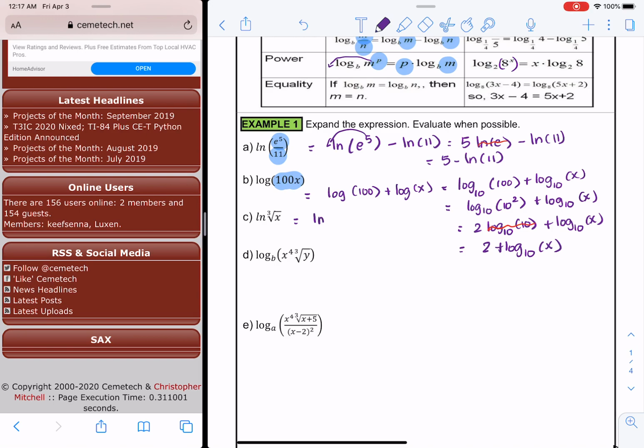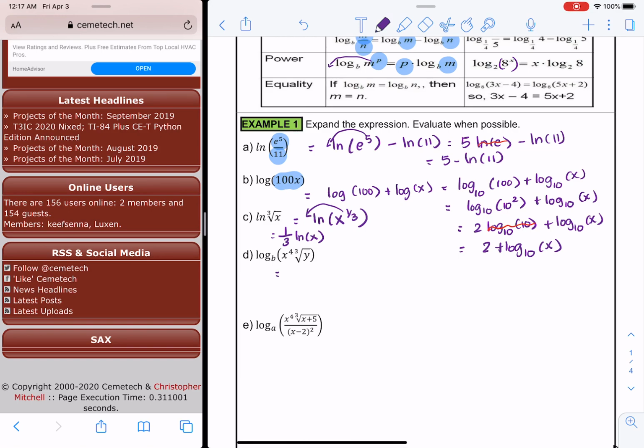Here we have ln of x raised to 1 over 3. There is a power. The power moves to the front, and we have 1 over 3 ln of x. There is nothing we could do beyond that point, so we would just leave it as is.